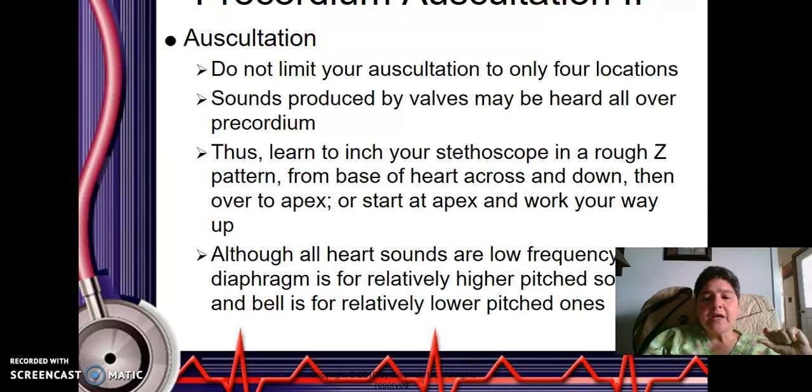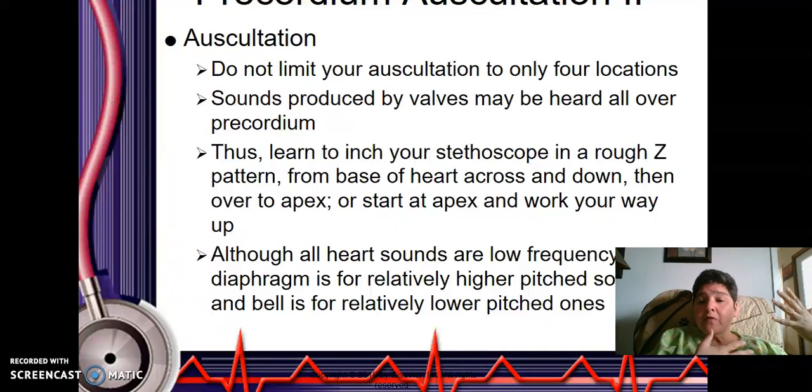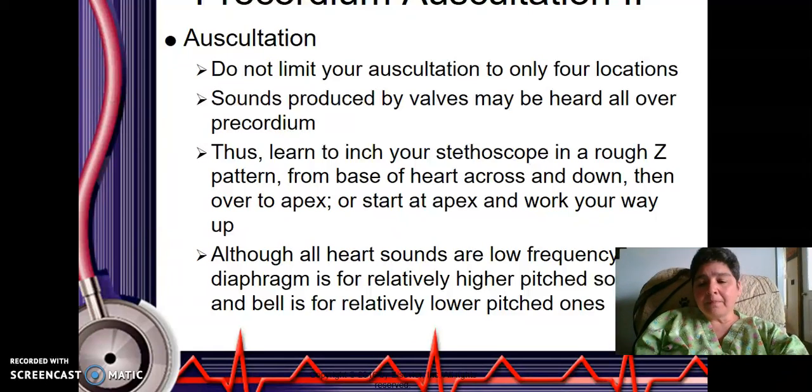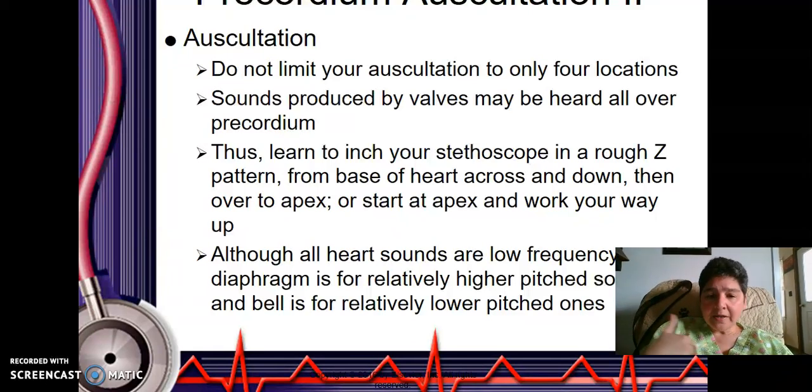Okay, auscultation list. We're not only listening to those 4 areas, but we do want to listen over those 4 areas. Actually 5 when we listen over the Erb's point, but you may hear them all over that precordium. So make sure that you do a Z pattern going back and forth all the way down, or you can work your way up. It tells you to make sure that you go from the base of the heart to the apex, or from the apex and work your way up.